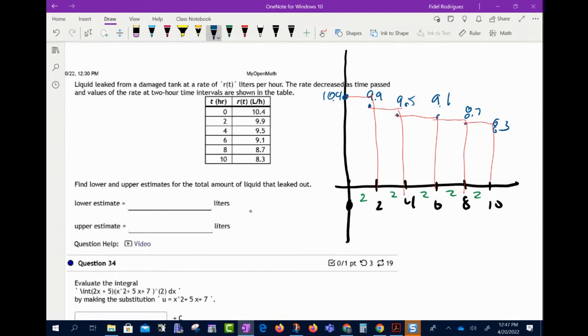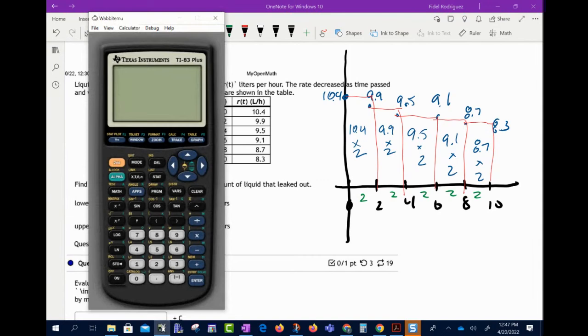So, question, does everybody agree for the first rectangle, I would take 10.4 times 2? The second one, 9.9 times 2. This one, 9.5 times 2. 9.1 times 2. 8.7 times 2, right? All I'm going to do now, y'all, is take those numbers and go. Okay, so look, remember what I'm doing now. I'm going to take all these, whatever answers I get here, I'm going to add them all up, right?